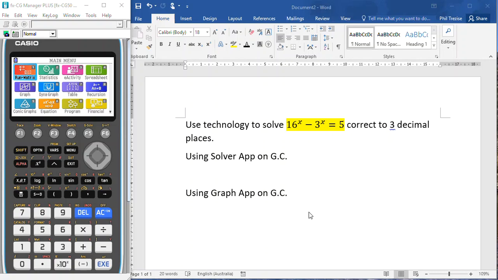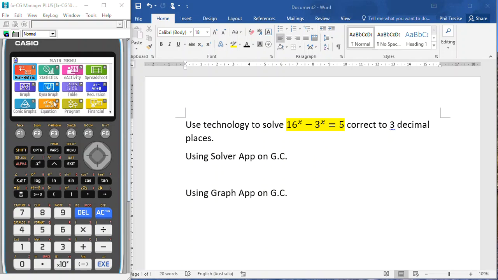Hi everyone, in this video I'm going to demonstrate how to use your graphing calculator to solve exponential equations, the type like this where we can't easily make all of the different exponent terms here with the same base. So the first step I'm going to take is by using the Solver app.